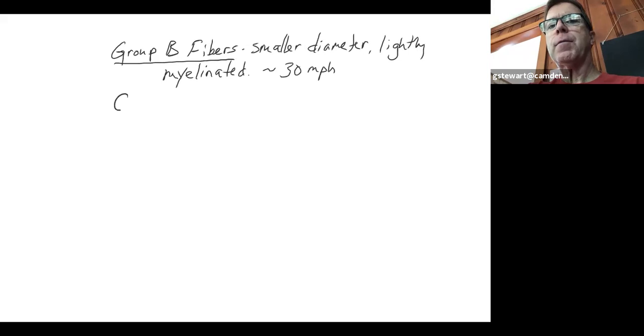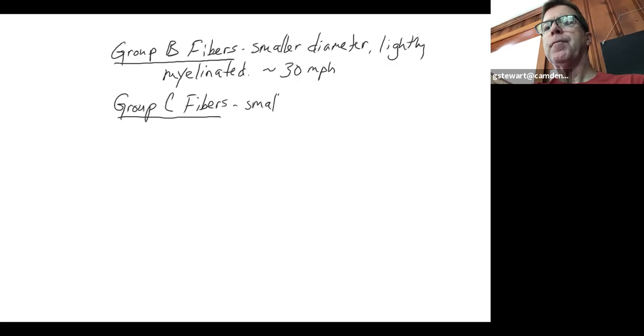So group C fibers would be the smallest in diameter. They have no myelination. No myelin wrapped around their axons, and they conduct speeds up to about 2 to 3 miles per hour.